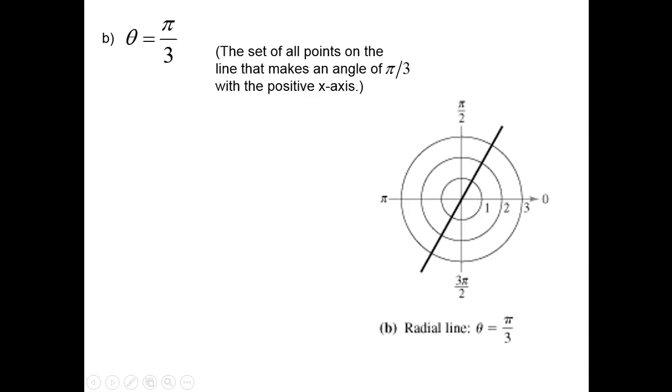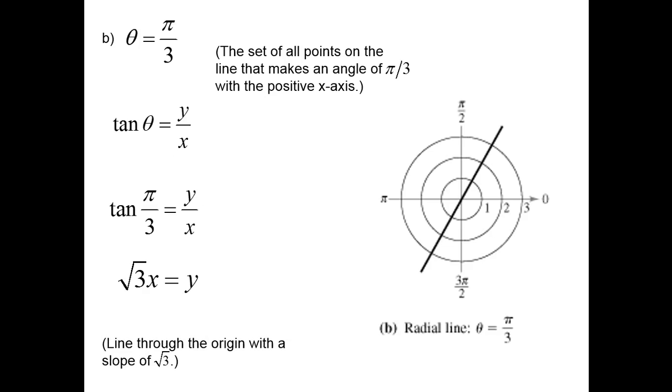Now, if we were to convert this back to Cartesian, let's use the formula tan theta equals y over x. I'm going to put in pi over 3 for the theta. And we're just going to crunch the numbers here. So tangent of pi over 3, of course, is square root of 3. So move the x to the other side, and we have the equation y equals square root of 3x. We just have a line through the origin that has a slope of square root of 3.